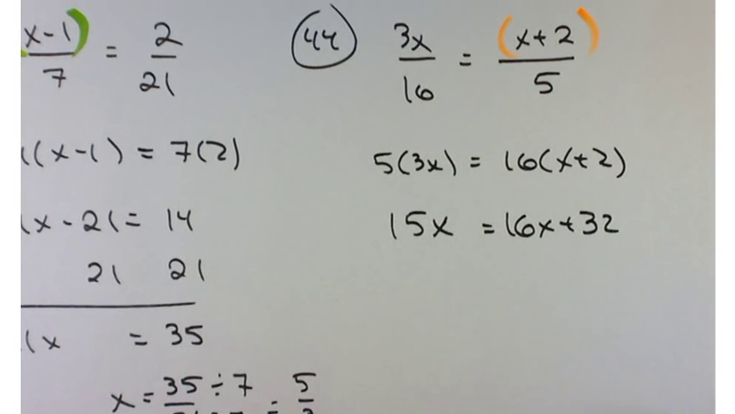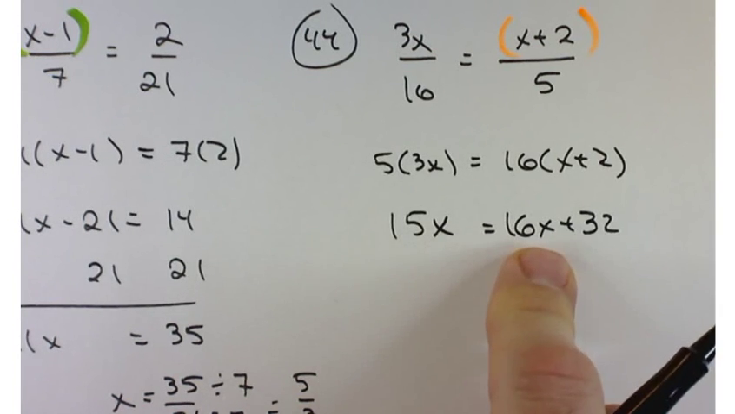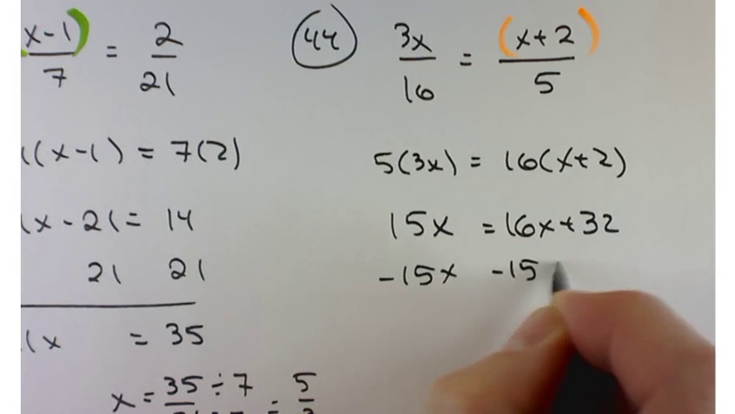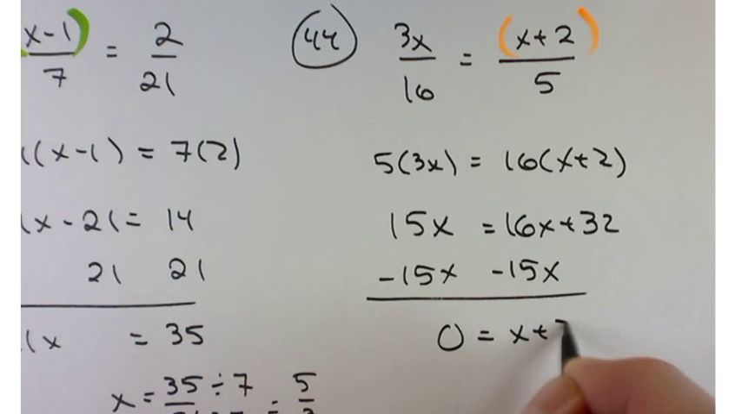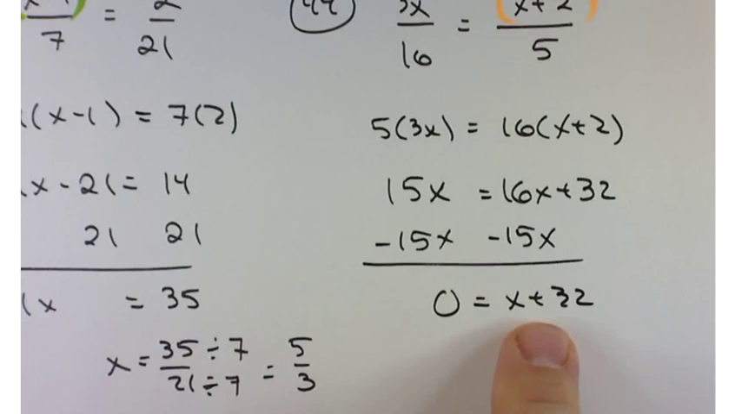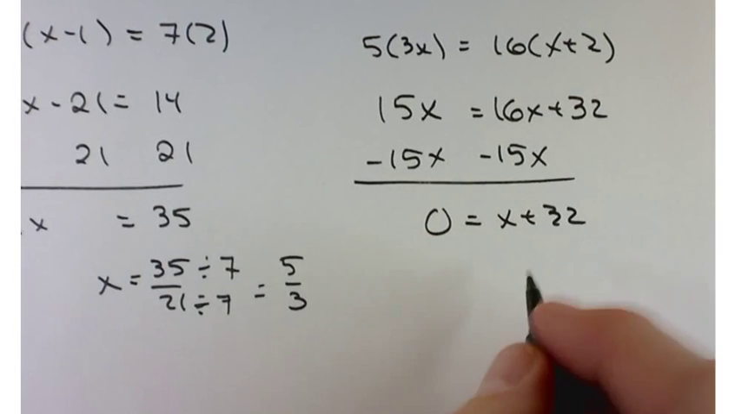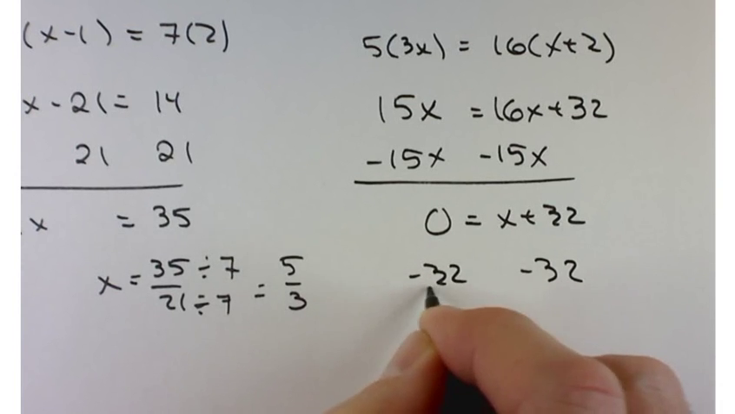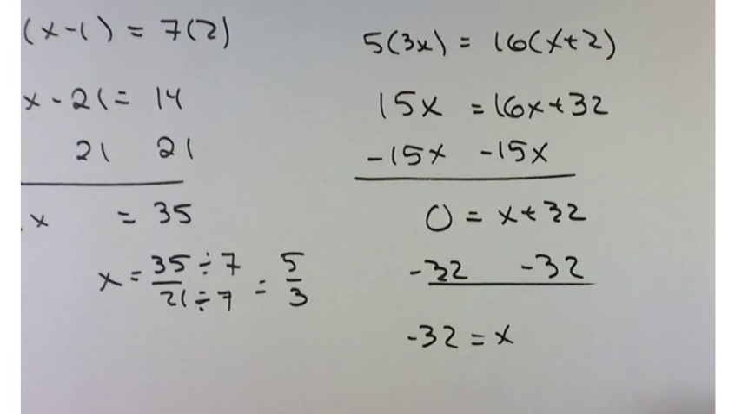Now, a couple different ways you could solve this one. Personally, I like the idea of moving this to the side with the largest coefficient. So I'll subtract 15x on both sides. That gives me 0 equals x plus 32. Since I've got my x on one side, I'm going to put the constant on the other side. So I'll subtract 32 from both sides. End up with negative 32 equals x.